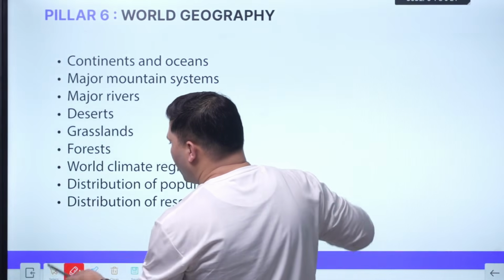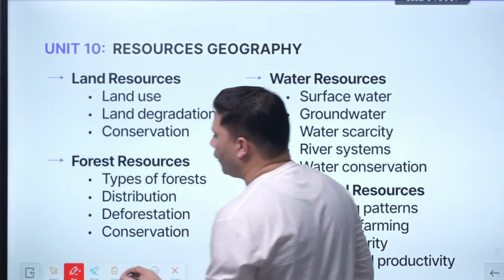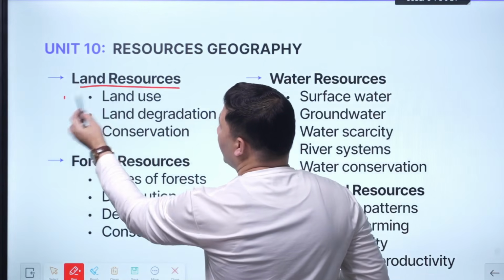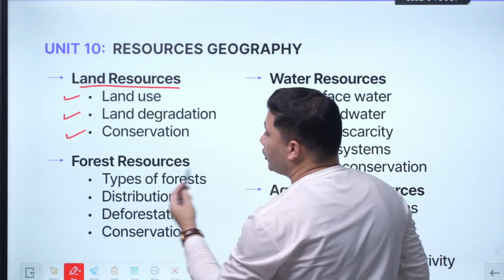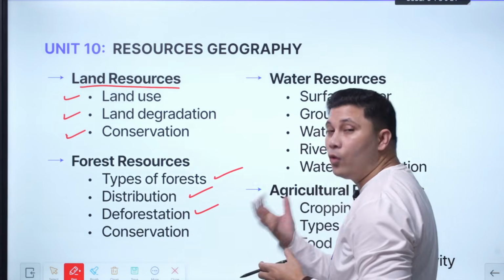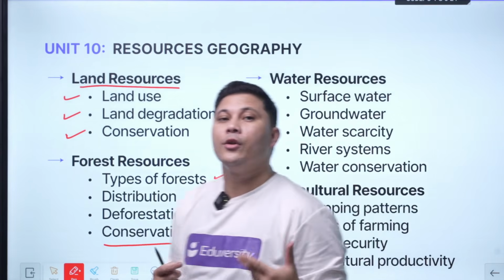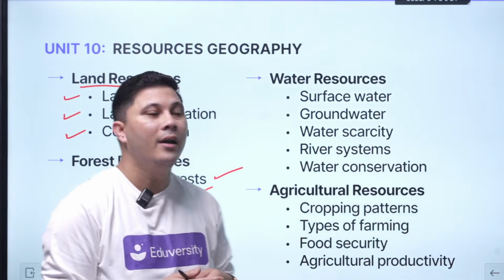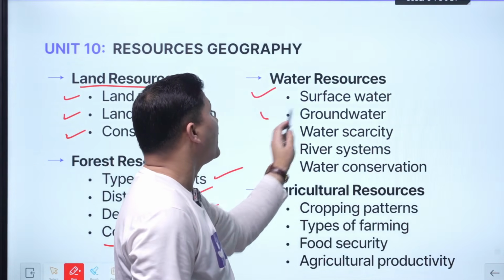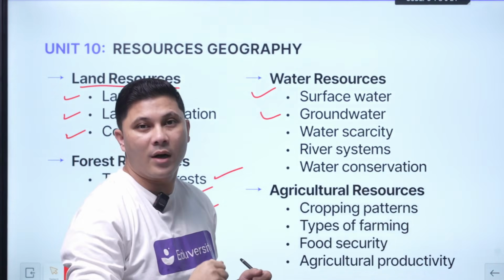Now going forward, you also have to study resource geography. In resource geography, you have to understand land resources, land use, land degradation, land conservation, forest resources, types of forest, distribution, deforestation, causes of deforestation. After that, conservation, what the Government of India is doing. After that, you have to study water resources, surface water, groundwater. You should also know the latest data of India's groundwater.